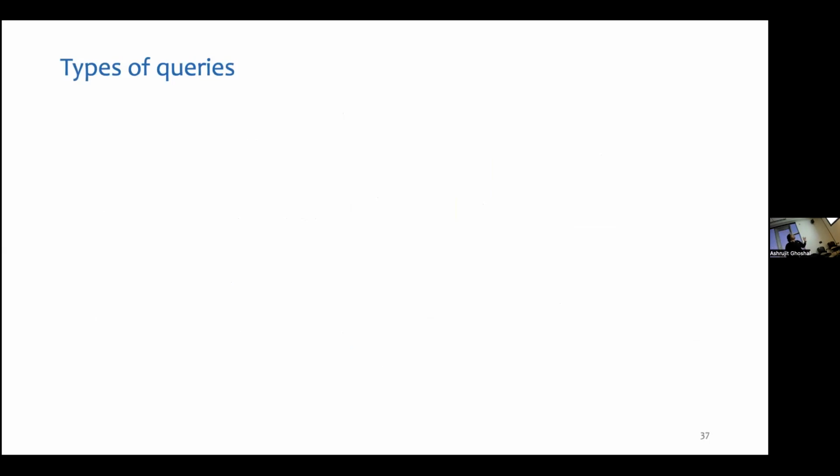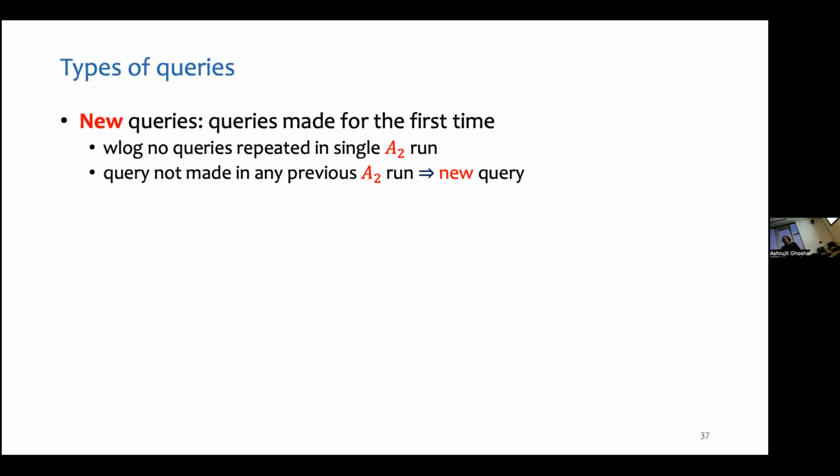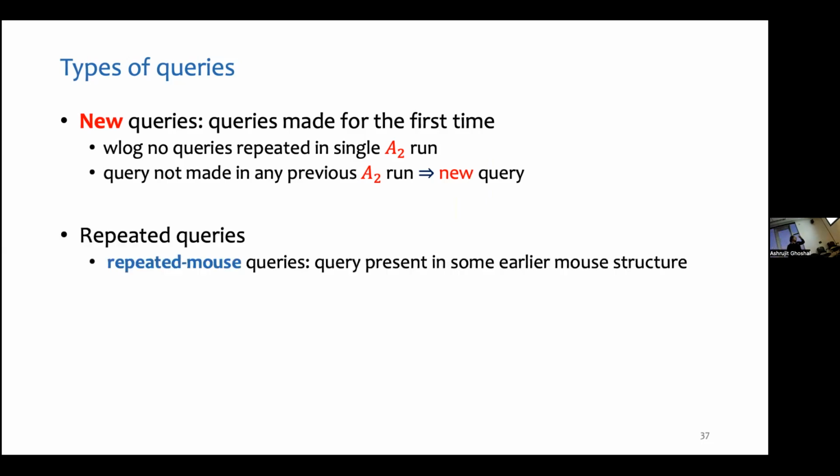The second thing we do is categorize types of queries. We say that a query is a new query if it is being made for the first time. We can assume without loss of generality that there are no queries that are repeated in a single run of the adversary, because it can just remember the answers. Therefore, a new query is one that was not made in the previous runs of the adversary, and queries that are not new are repeated queries. We further categorize these into two kinds. One is repeated mouse queries, that is, a repeated query that had appeared in some earlier mouse structure. And repeated non-mouse queries are all the other queries.